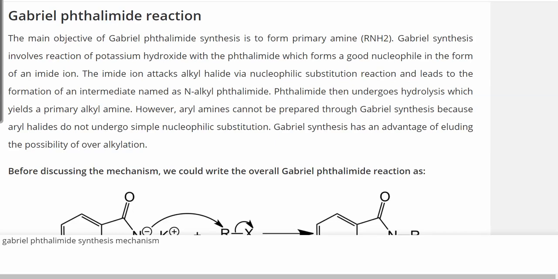Welcome students. So continuing here with the next preparation reaction for the amines, which is the Gabriel-Phthalimide reaction. In the Gabriel-Phthalimide reaction, the main objective is to prepare the primary amines. Okay, the primary amines means the general formula will be RNH2. And in the primary amines, the Gabriel synthesis involves the reaction of potassium hydroxide with the phthalimide.